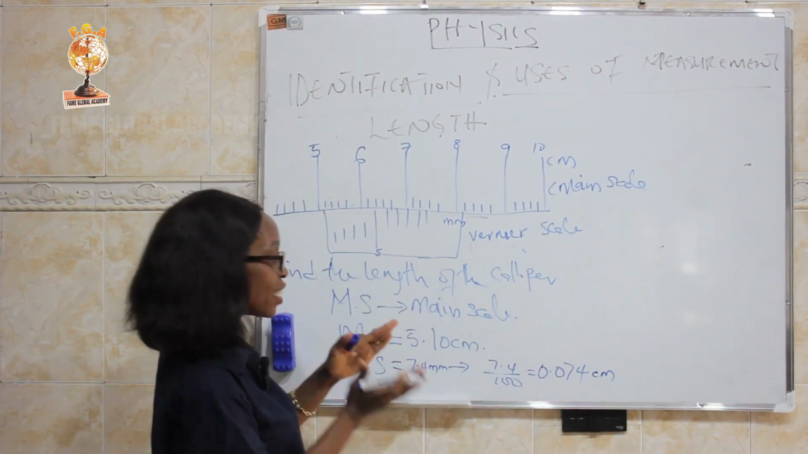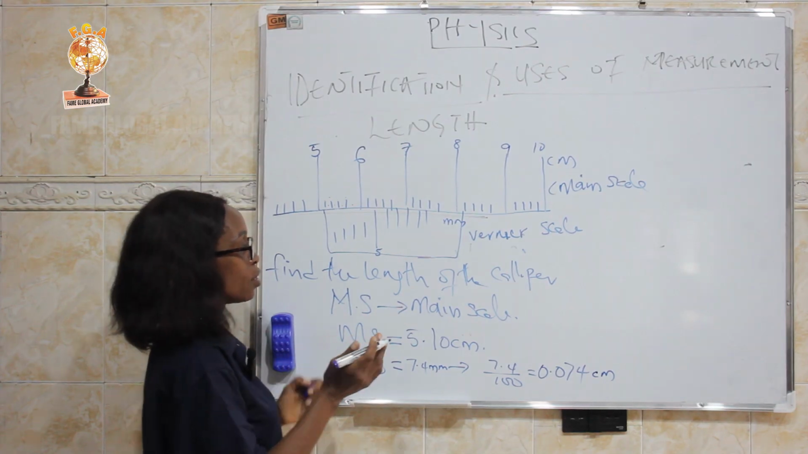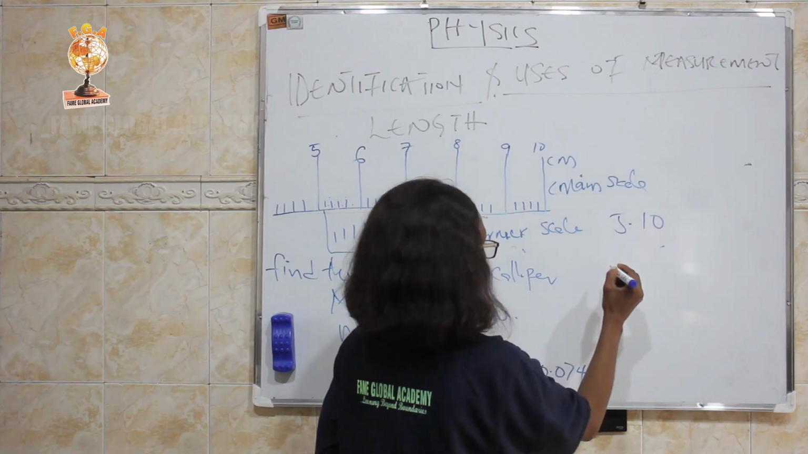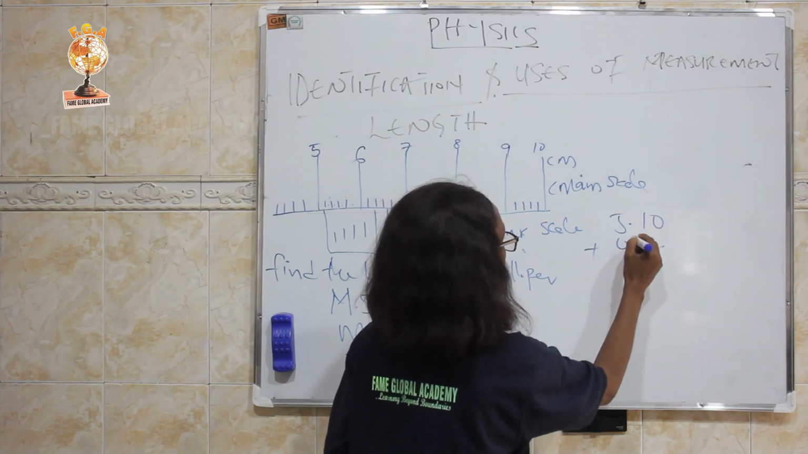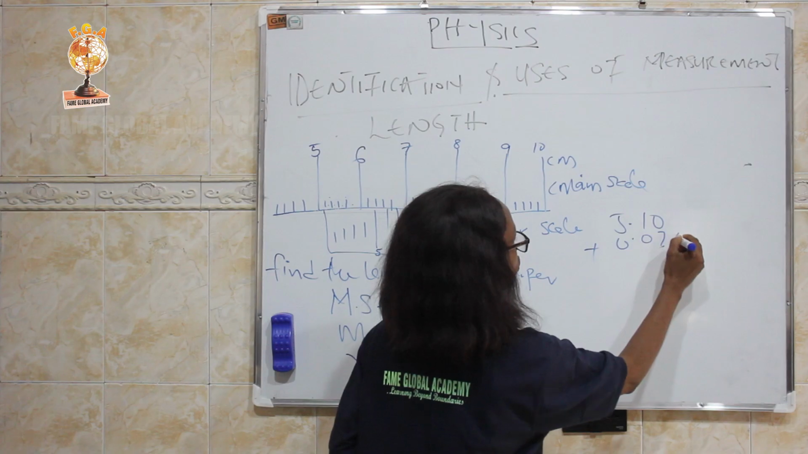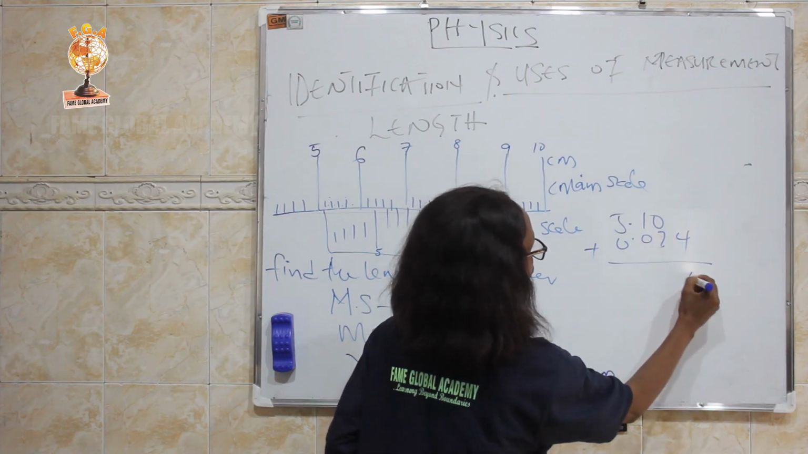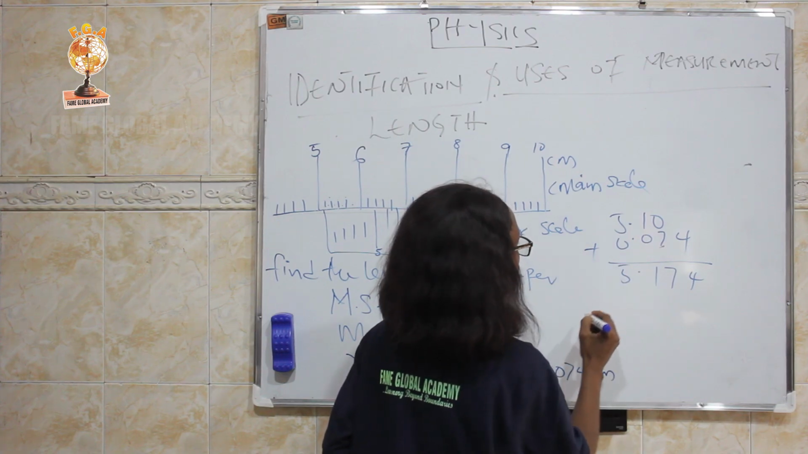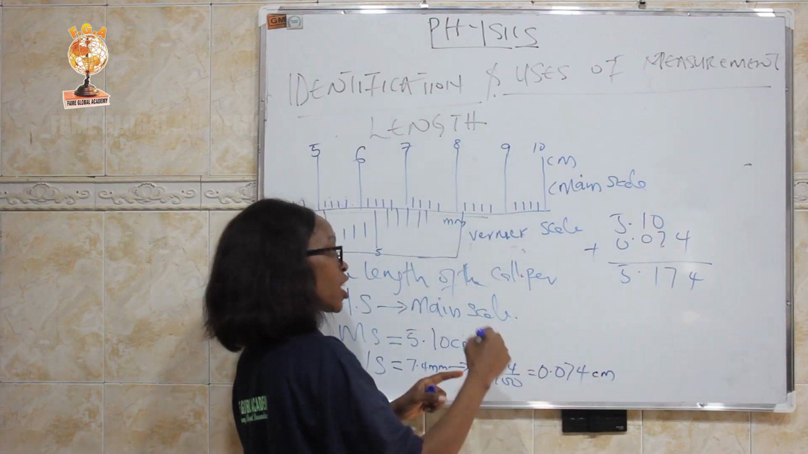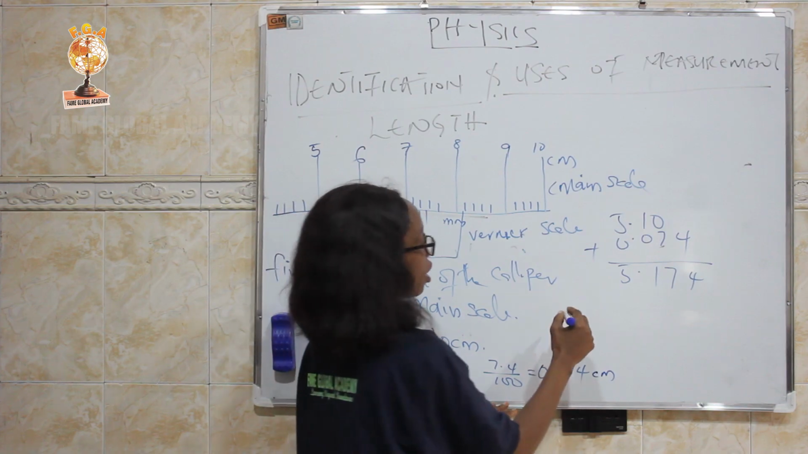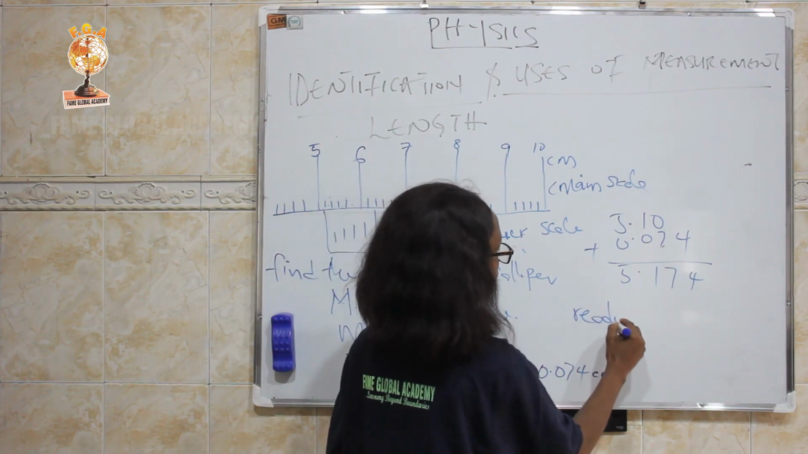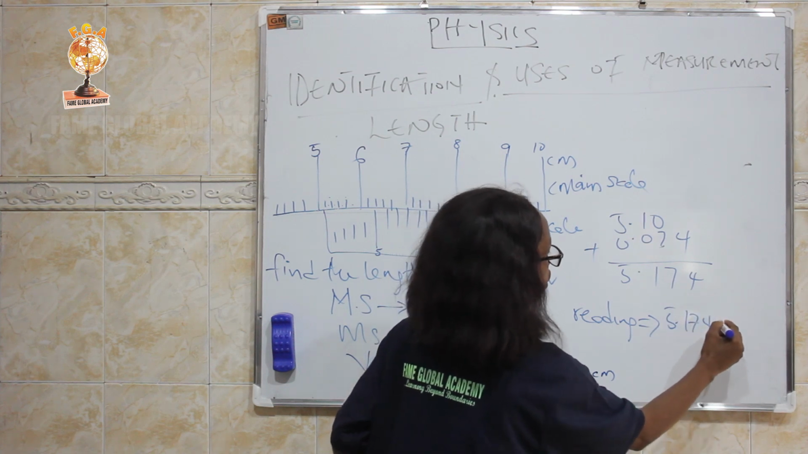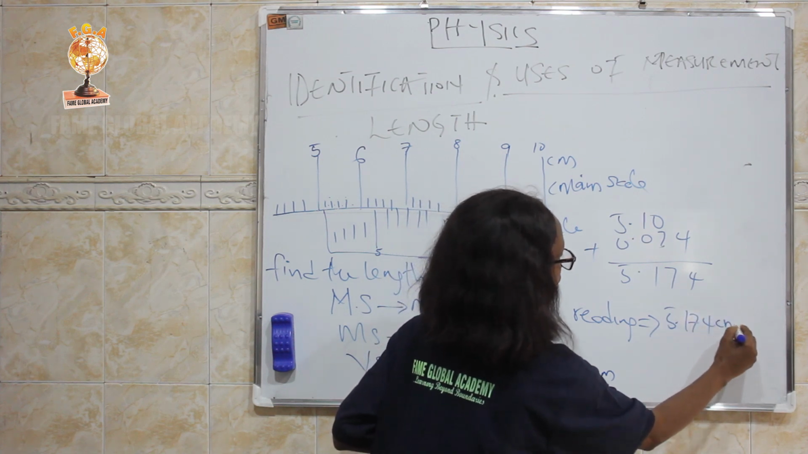Now I have to add it together. So I have 5.10 plus 0.074. So I have 4, 7, 1, 5. So the vernier scale reading now becomes 5.174 centimeters.